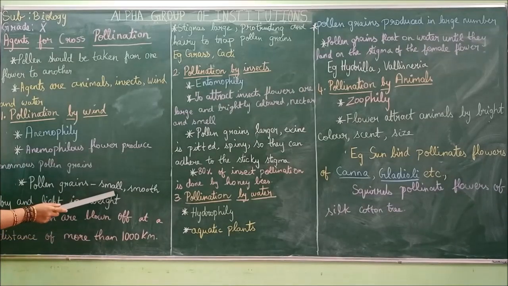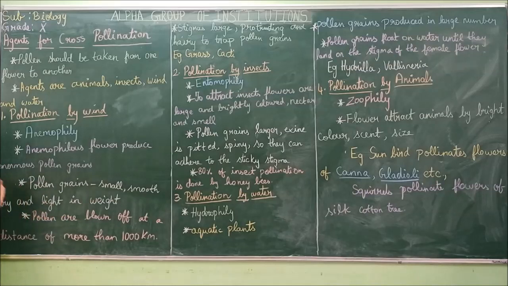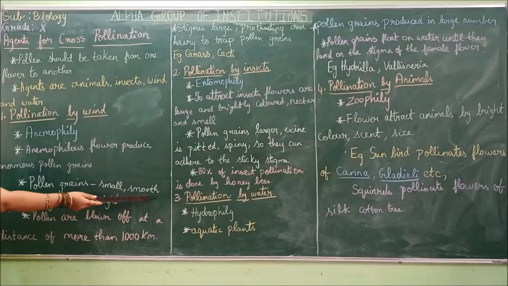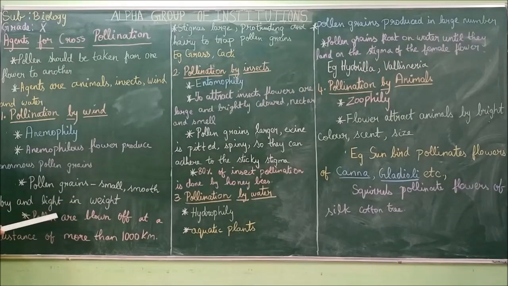Pollen grains will be very small, smooth, dry and light in weight. If these characteristics are present, then only they can fly in the air. It should be very light, then only when the wind blows, it can fly. So these are some of the characteristics of pollen grains.